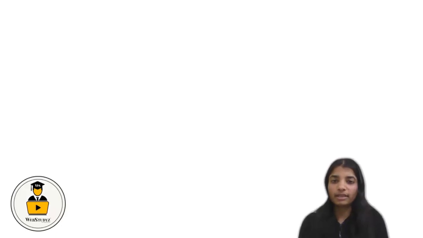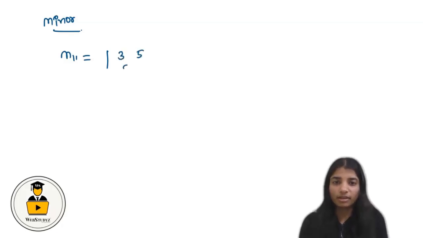So from here let's calculate the minor. The value of M11: cancel the row and column which consists of the element A11 and write the remaining elements in the form of a matrix. That becomes 3, 5 and 0, 1. Now find its determinant. 3 multiplied by 1 is 3, minus 5 multiplied by 0 is 0. So this is equal to 3.